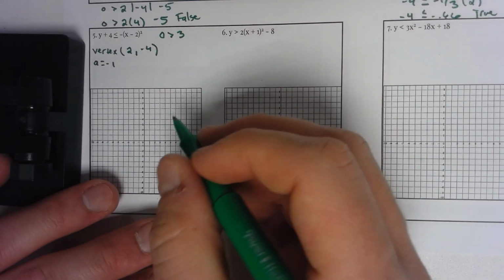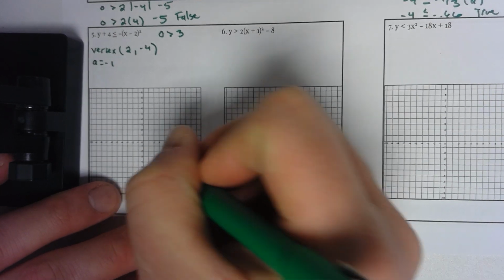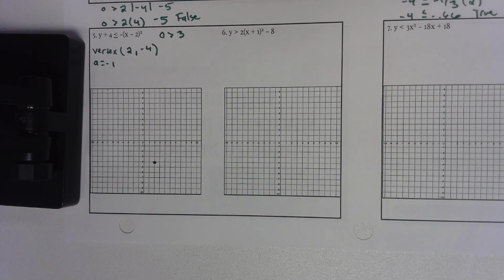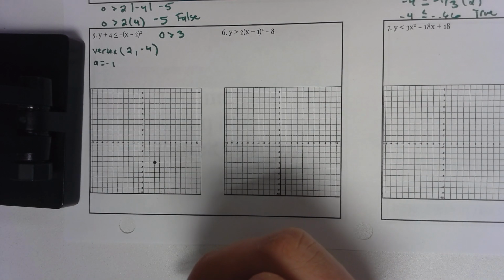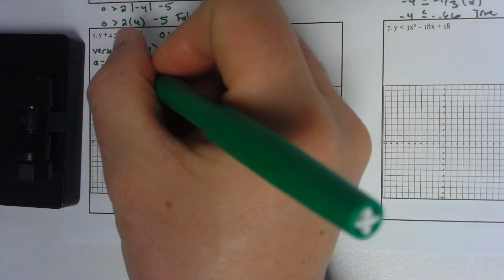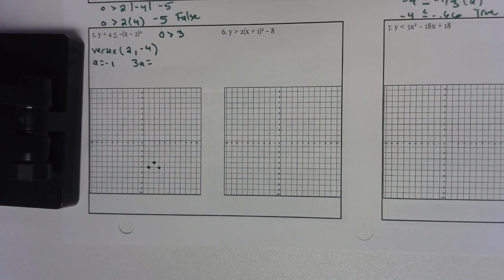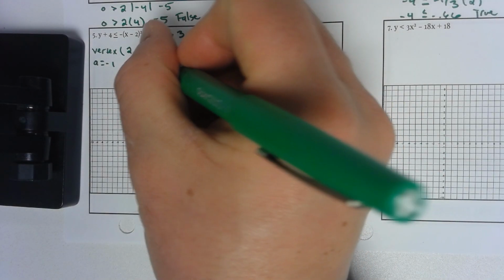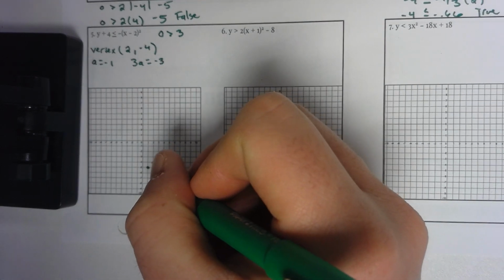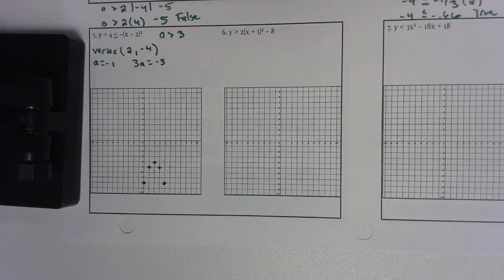So we'll plot our vertex going right 2 and down 4. And then remember, with quadratics, we use our a value the first time exactly as we see it. So I'm going to go down 1, over 1 in both directions. But then I need to multiply that a value by 3. 3 times -1 is -3. So my next set of points, I'm going to go down 1, 2, 3, and over 1 in both directions.